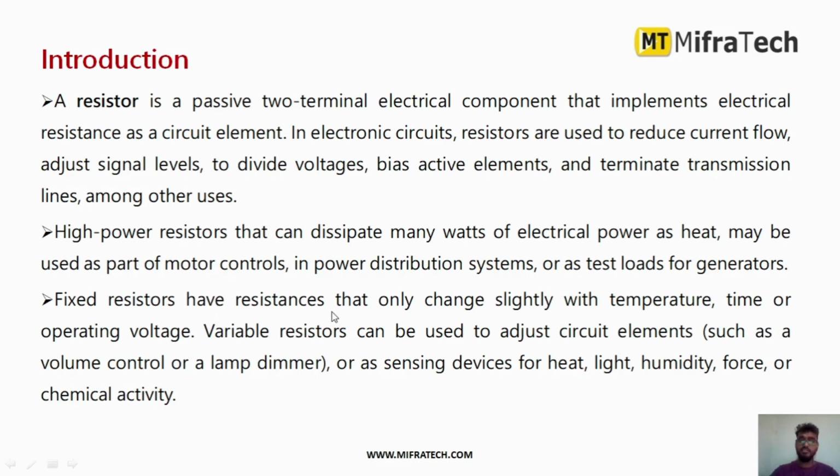With resistors we can get a fixed resistance or a variable resistance. Fixed resistors have a resistance that only changes slightly with temperature or operating voltage. There are different variable resistors also available, where we can adjust the resistance we want for a particular project or circuit. We usually call it a pot, or potentiometer, or sensing devices responding to heat, light, humidity, force. Depending on the situation, we can adjust the resistance of the resistor.